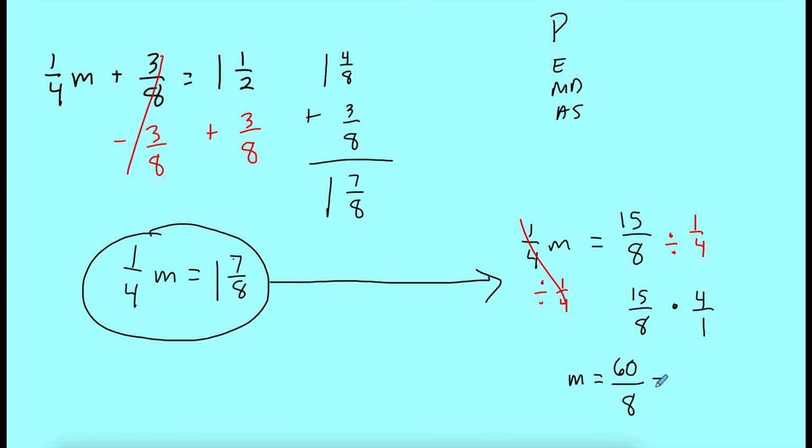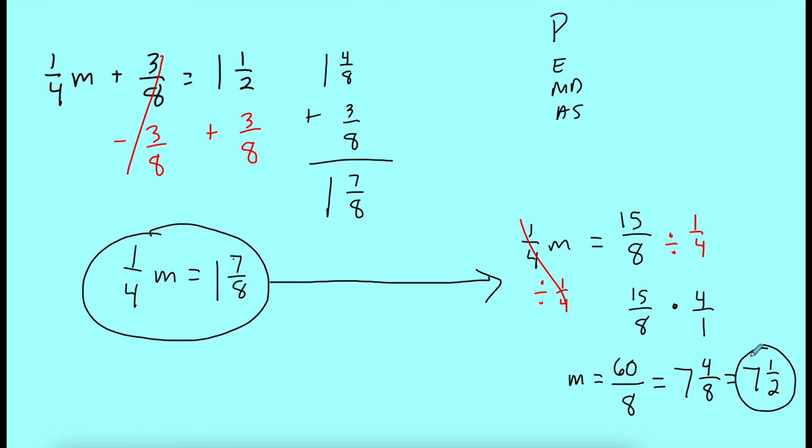And then let's simplify that for good measure. Ooh, a lot of stuff is going into this problem, but we got it. 8 can go into 60 7 times. 8 times 7 is 56, so that means there's 4 left over. The denominator stays eighths. So 7 and 4/8, or if you want to be super simplified about it, 7 and 1/2. And that would be your final answer. M equals 7 and 1/2.